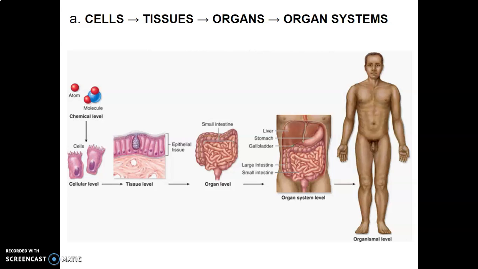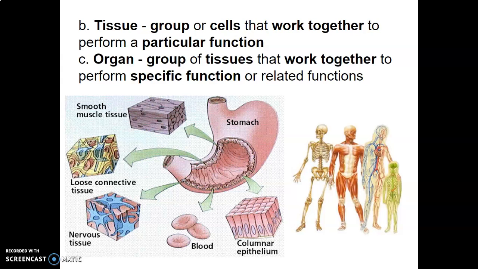This is a great little diagram showing you that cells work together to form tissues, tissues work together to form organs, organs work together to form organ systems, and then even organ systems work together to form organisms, which are all living things. So let's look a little closer at all these different levels.